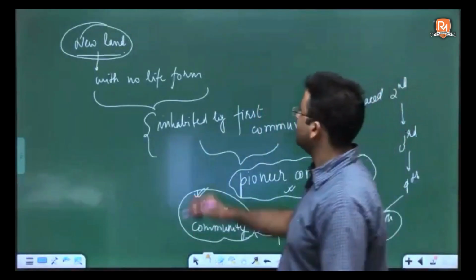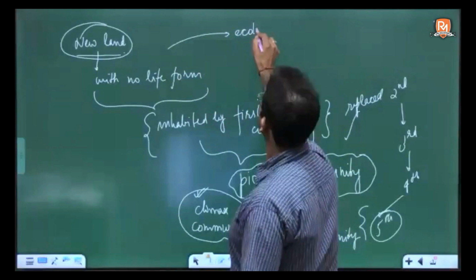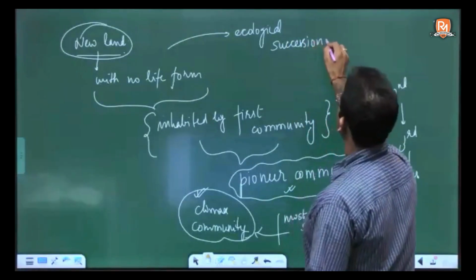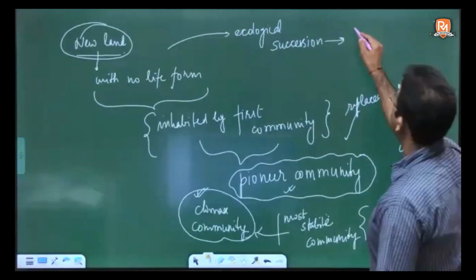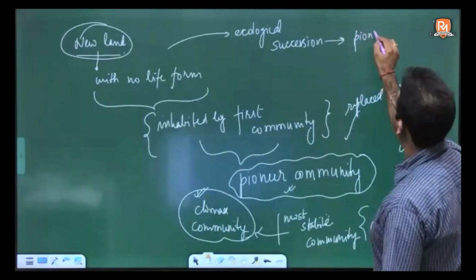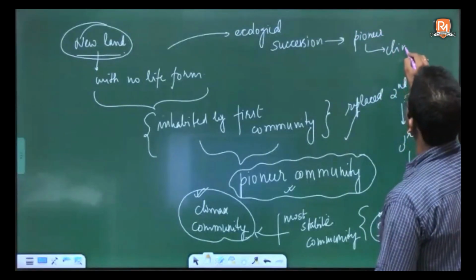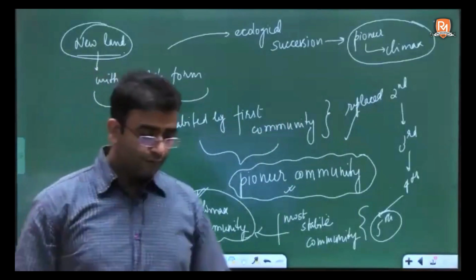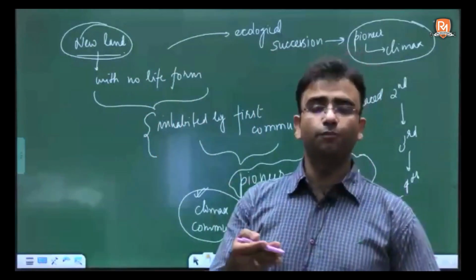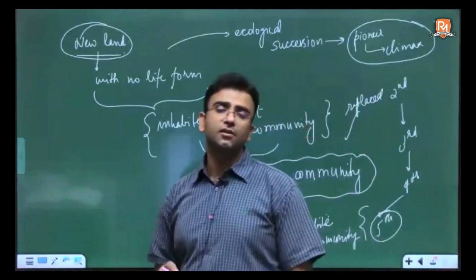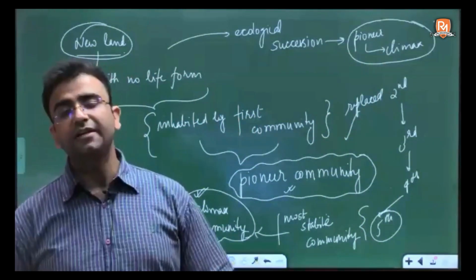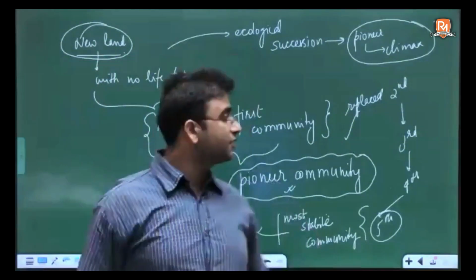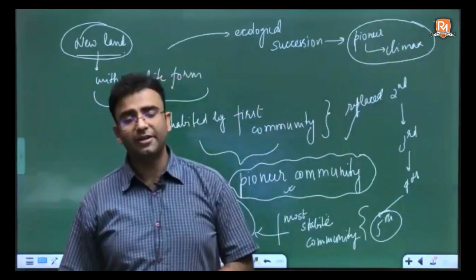All right, so ecological succession is nothing but the series of steps from pioneer community to climax community. A land with no life form gradually acquires life form and gradually attains a stable species dominating the entire landform, that is known as climax community. So ecological succession is just a story from the pioneer community to the climax community.